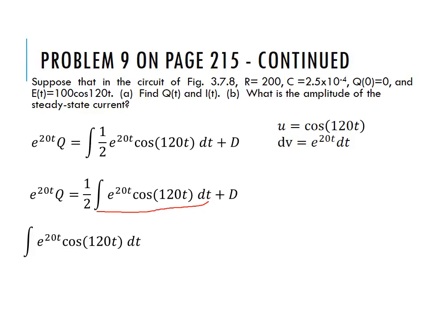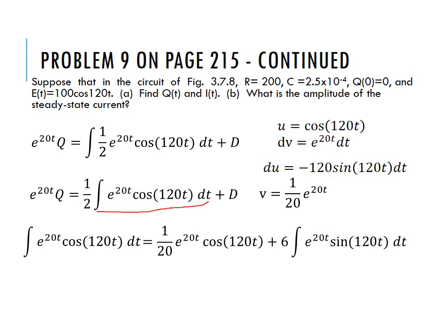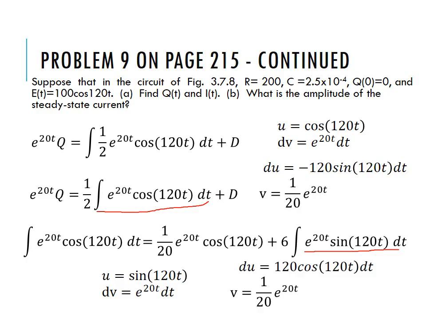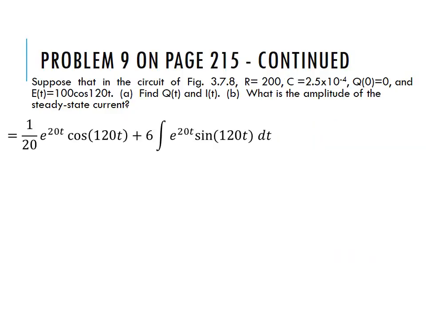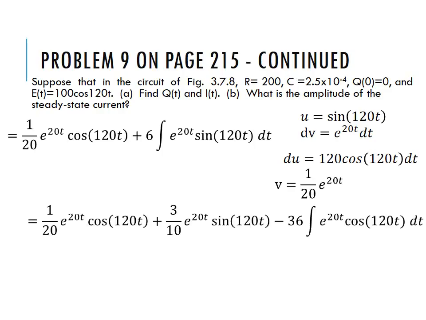To do that integral, I have to integrate by parts. So this is my u, this is my dv. That gives me a du of this, a v of this, and then if I plug it in, I get that the integral has to equal this, and that gives me an integral that I have to integrate by parts again. So my new u and my dv is this, my du, and my v is that. I plug that back in. What I'm going to get is this answer.